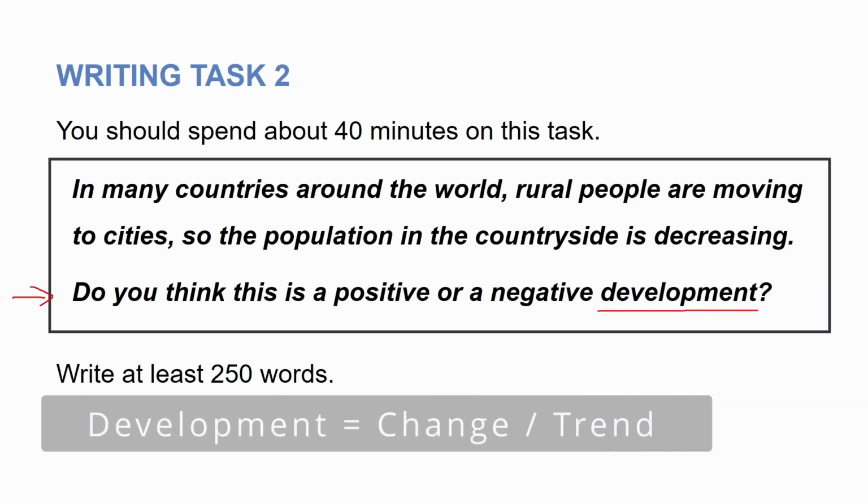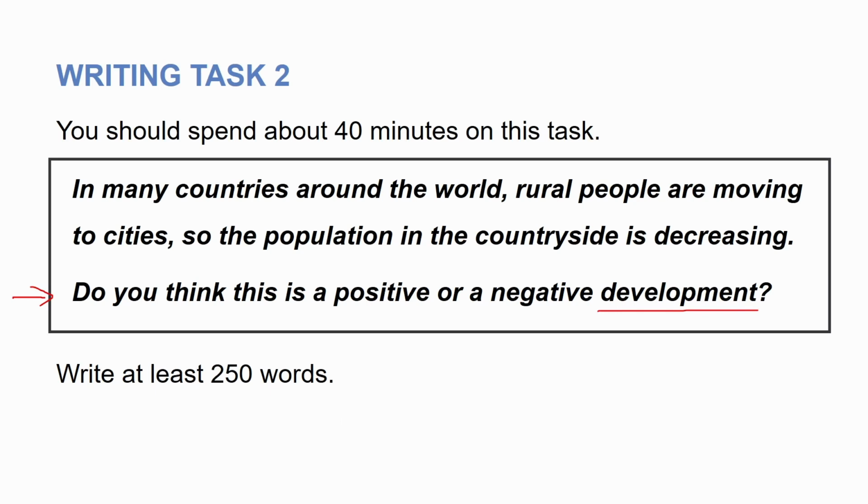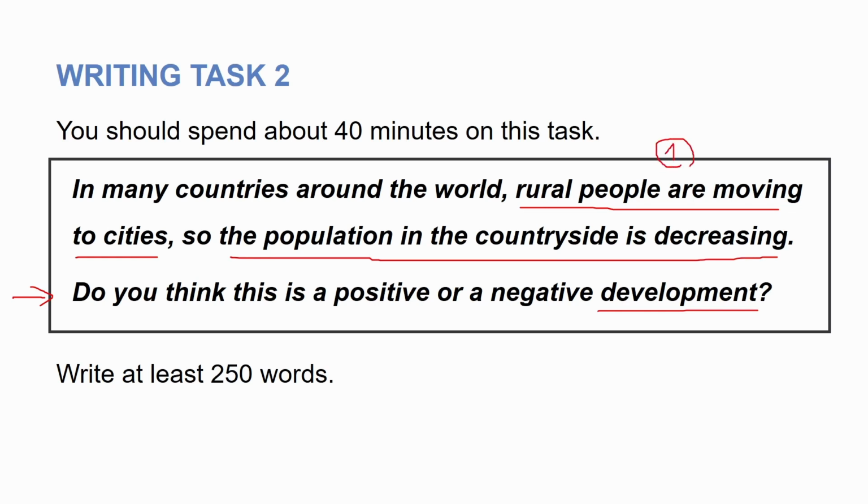Development is something that is happening or changing, so it's a trend. We should say either it's a good change or a bad change and why. So this statement has got two parts. Part one, rural people are moving to the cities. And part two, the population in the countryside is decreasing. So if you want to get a good band score, you need to cover both sides of the question. So the rural people are moving to cities, and also the population in the countryside is decreasing.